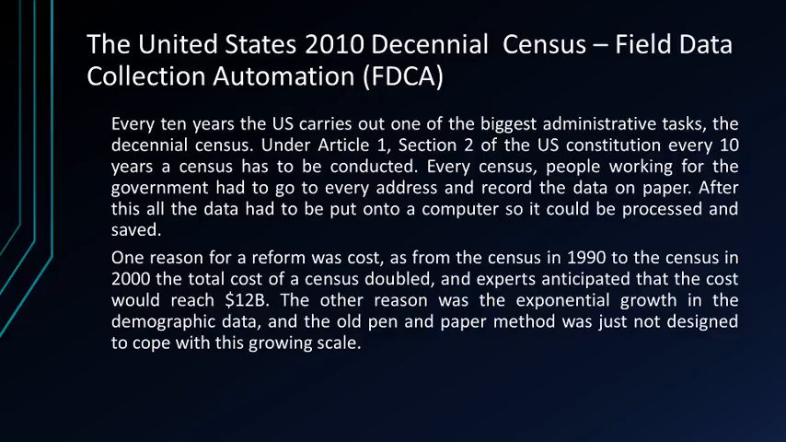One reason for the reform was cost, as from the census in 1990 to the census in 2000, the total cost doubled, and experts anticipated that the cost would reach $12 billion. The other reason was the exponential growth in the demographic data, and the old pen and paper method was just not designed to cope with this growing scale.